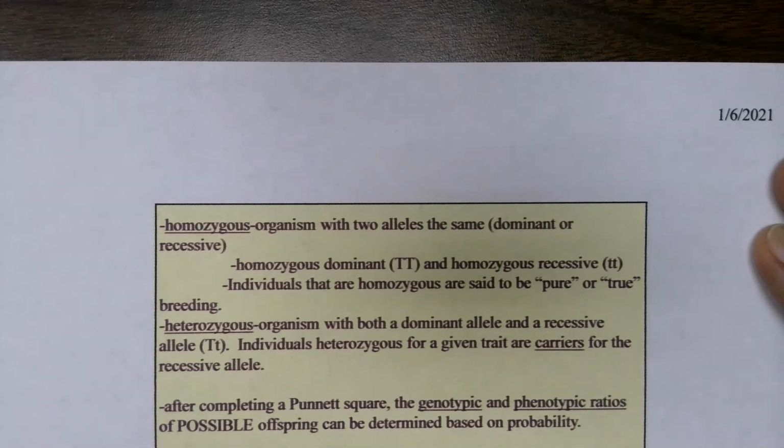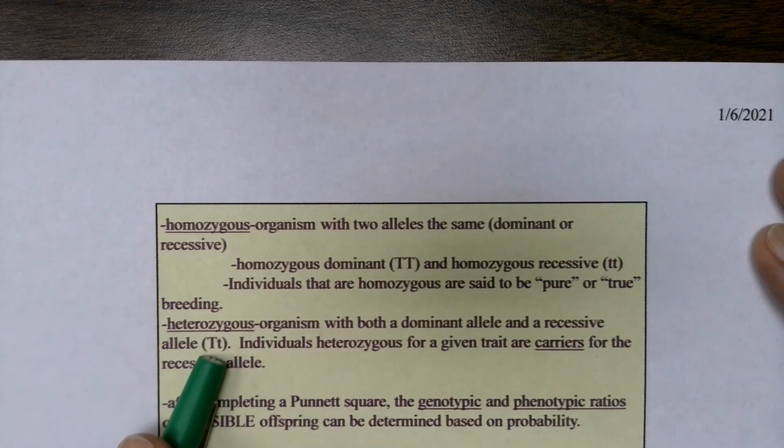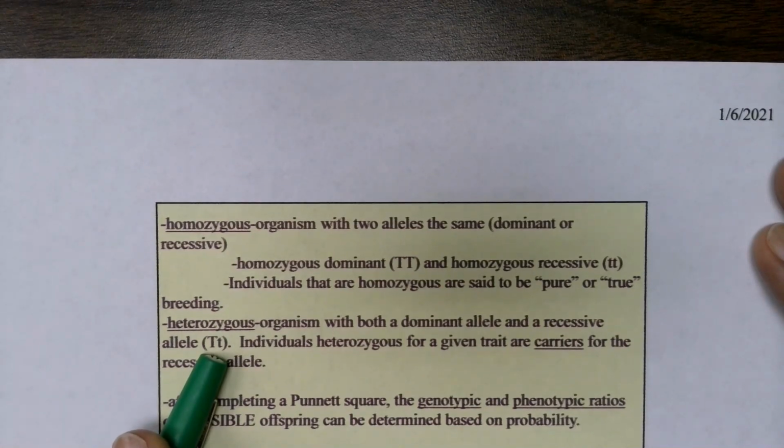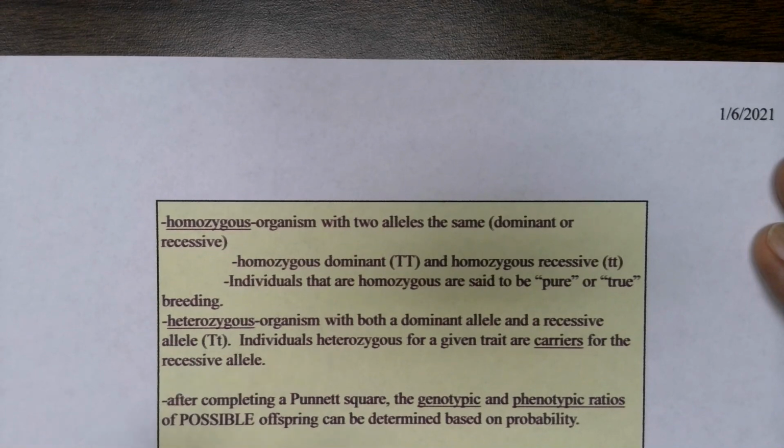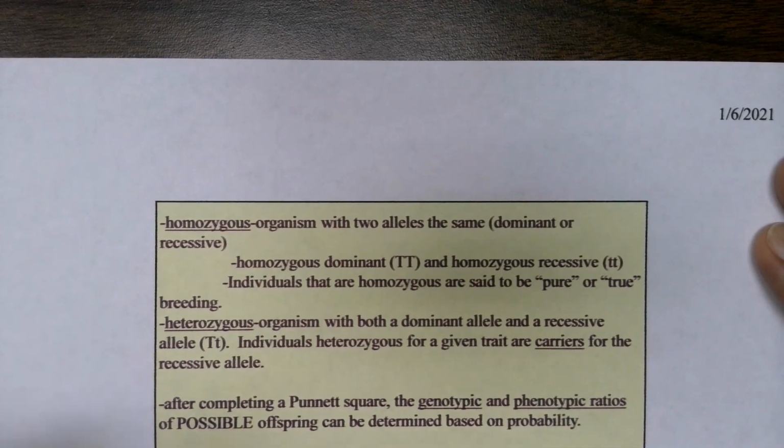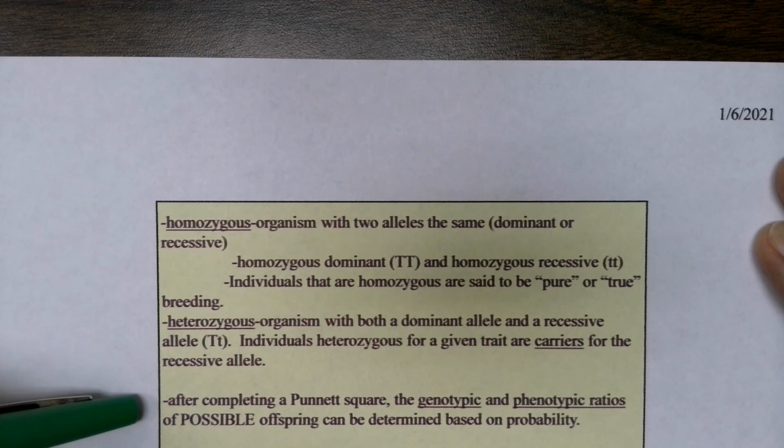The term carrier is going to be more important when we talk about genetic disorders and things like that. It's not super important to know that a tall pea plant carries a recessive allele because it's heterozygous, but for certain characteristics it's going to be real important to know that. And so at the end of completing Punnett squares, you're going to write what are called genotypic and phenotypic ratios of the offspring.